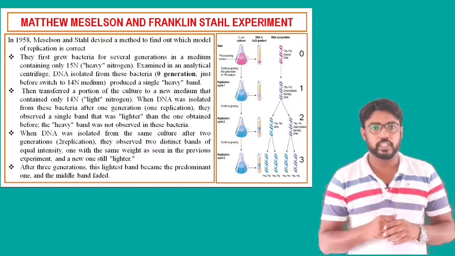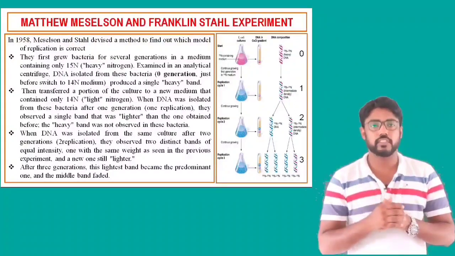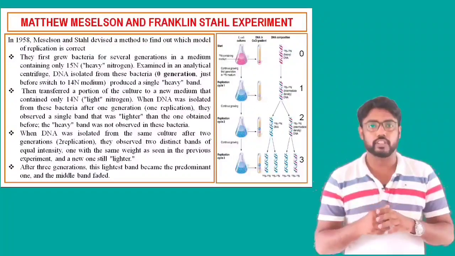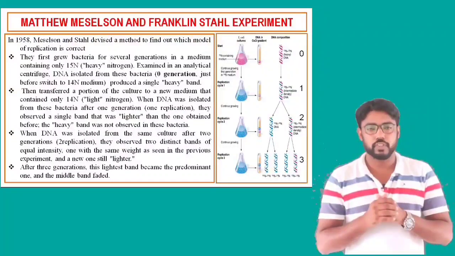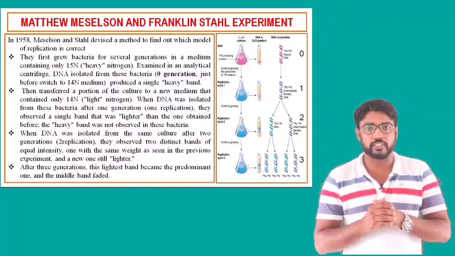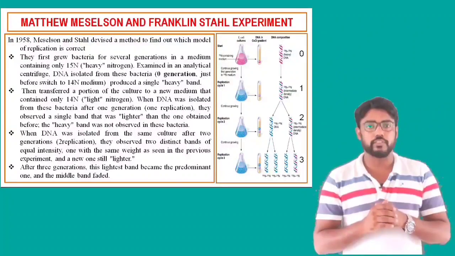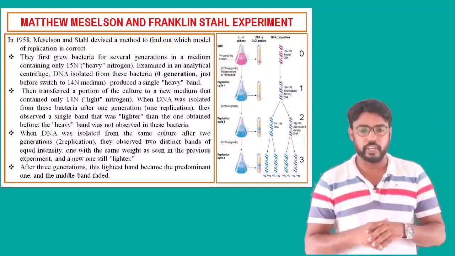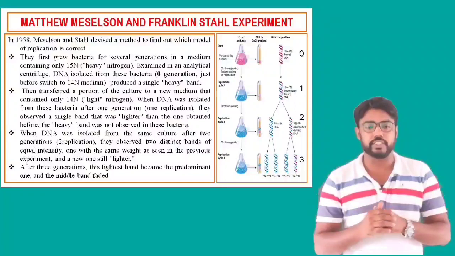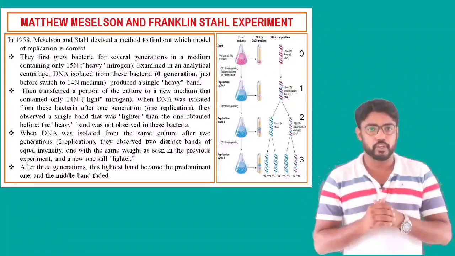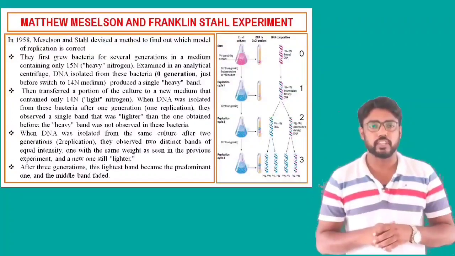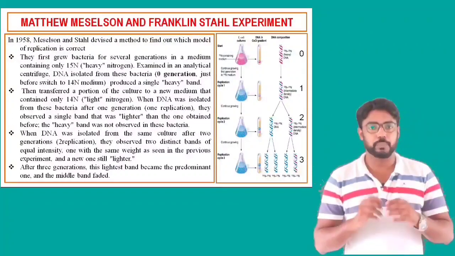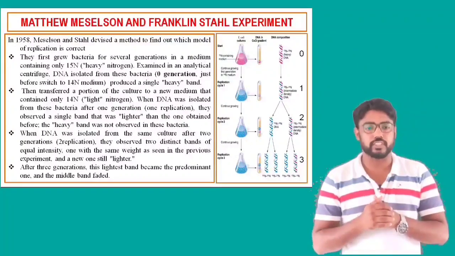We have seen three different models of DNA replication. In the 1950s, many scientists worked to find out which model of replication is correct. To prove that, two scientists, Meselson and Stahl, devised a method in 1958 to find out which model of replication is correct.